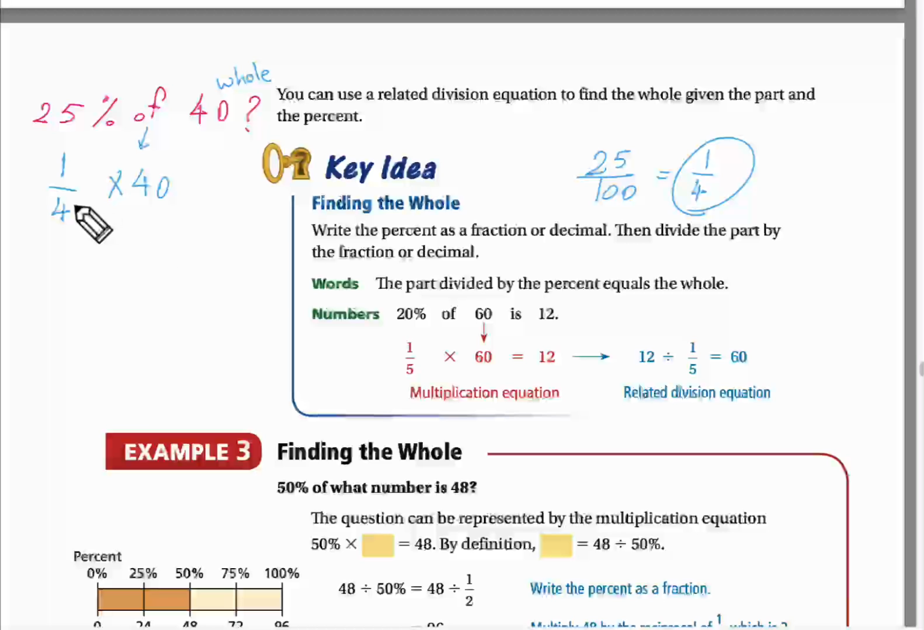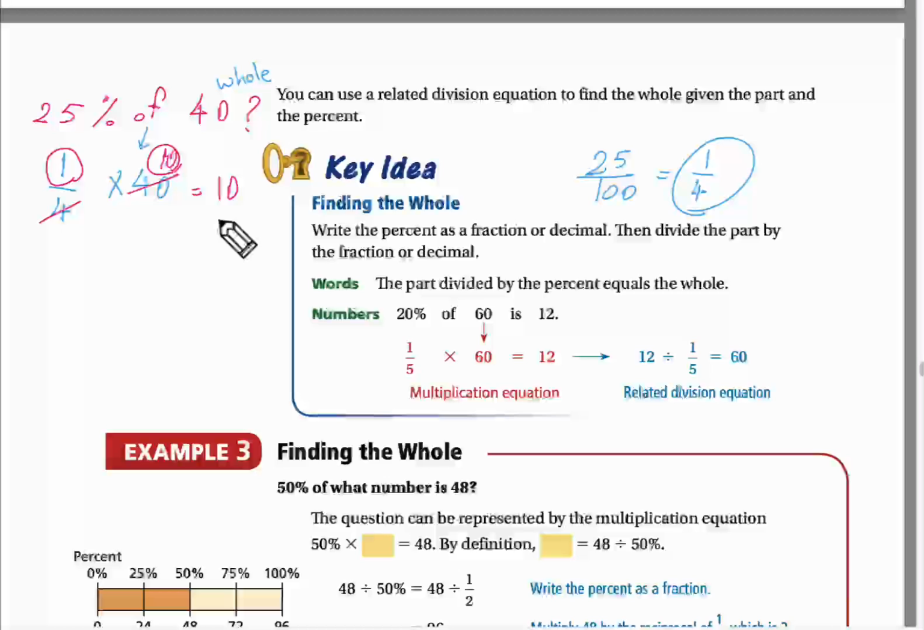So to multiply a fraction by a number, you can simplify, or you can multiply numerators and denominators. Okay, let's use simplifying. We will divide 40 by 4. 40 divided by 4 equals 10. And now multiply the 10 by this one. 10 times 1 equals 10. So 25% of 40 is 10. And remember, this is not 10%. It's 10 as a number. Okay, that's what we did yesterday.